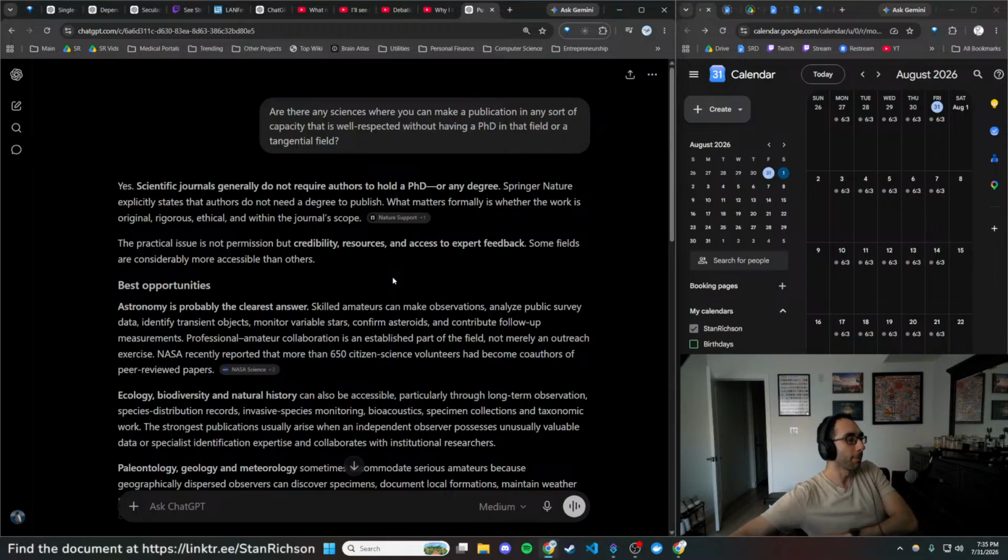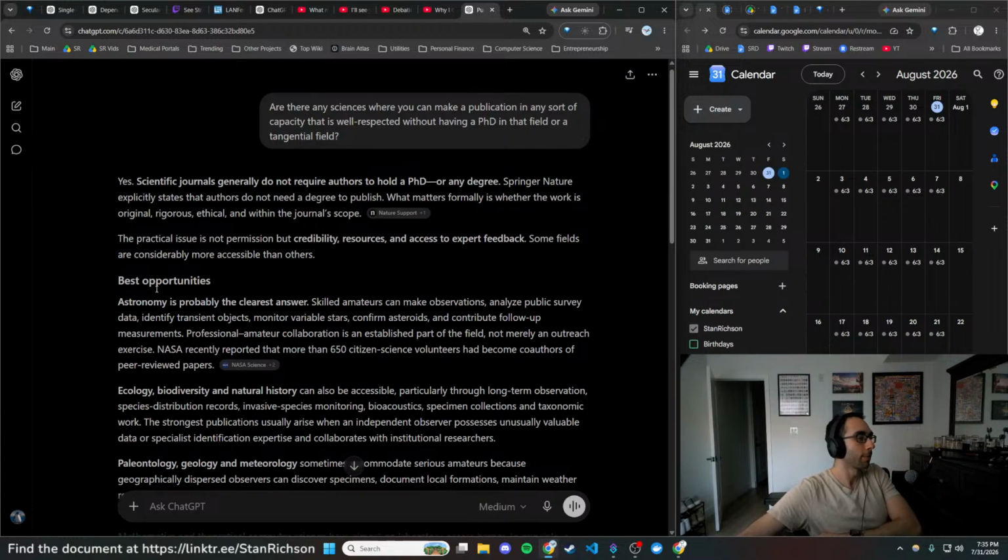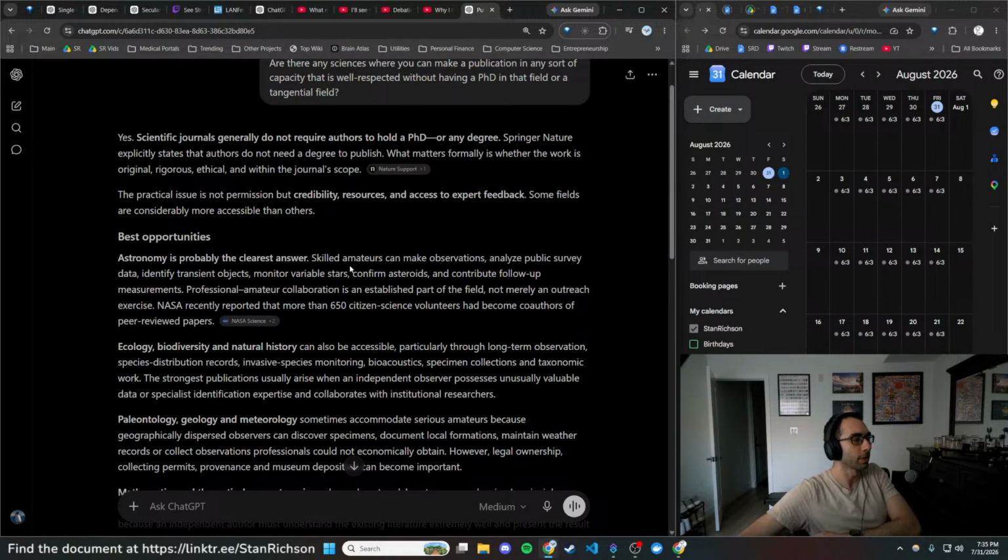The practical issue is not permission, but credibility, resources, and access to expert feedback. Some fields are considerably more accessible than others. Astronomy is probably the clearest answer. Skilled amateurs can make observations, analyze public survey data.